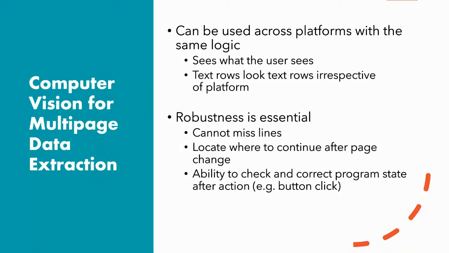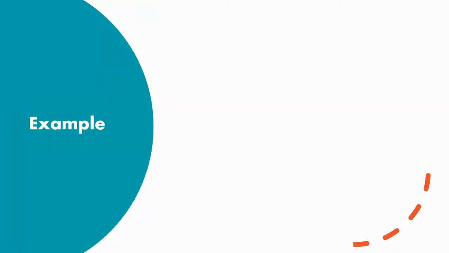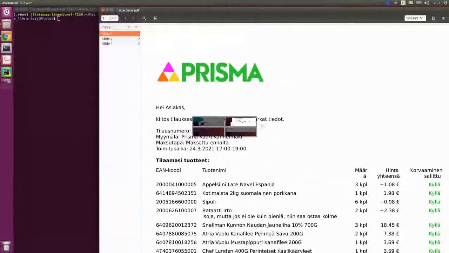And also, it's good to build some abilities to check and correct program state after action. For instance, if we pressed a button but nothing happened, we may wait for a second and then try again clicking the same button, and maybe it registered the click then. And especially in long-running RPA processes, it's good to have some kind of abilities to correct the state. So let's look at an example of this.